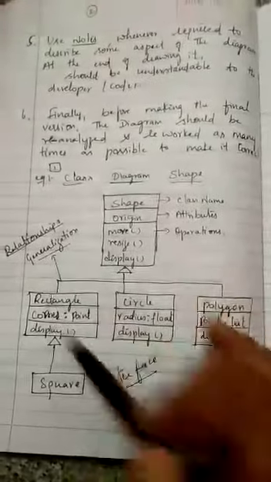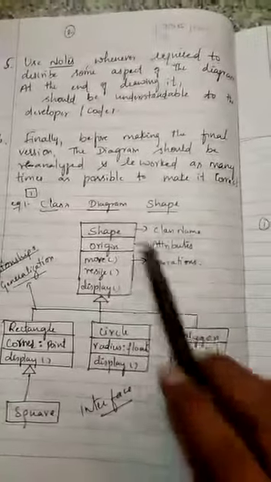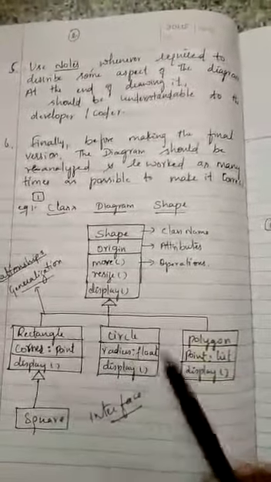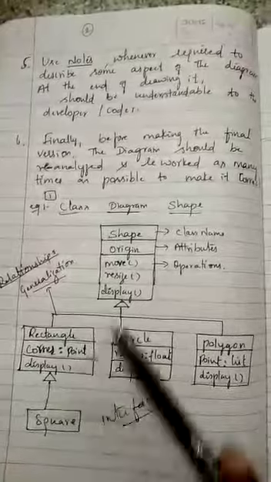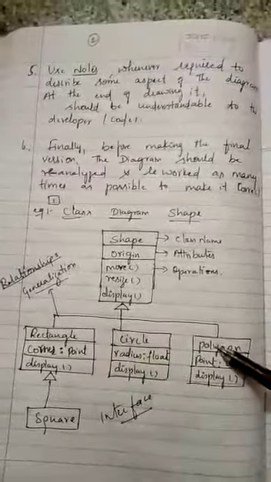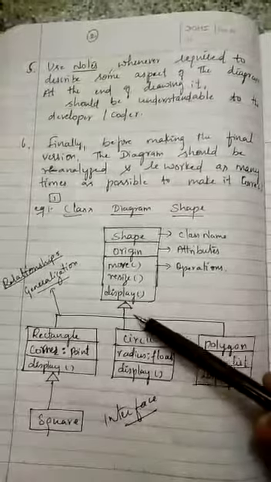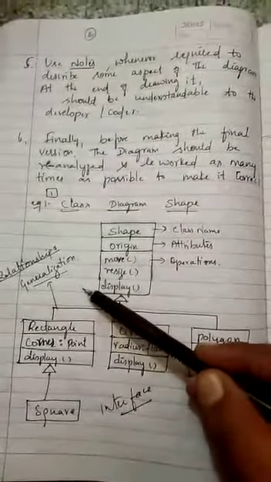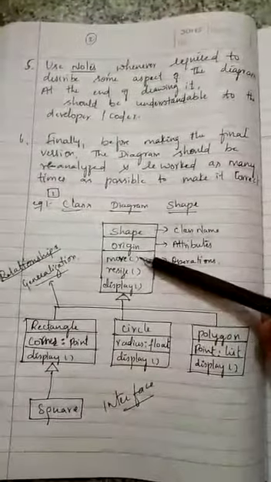So this is the simple class diagram. The class diagram name is shape, and these are the classes, 1 2 3 4 classes, and this is the interface. What is a class diagram? A class diagram contains classes, interfaces, collaborations and their relationships. In this simple class diagram, this is the relationship. This type of relationship is generalization. Generalization means inheritance. So inheriting the properties of the superclass to the subclass, that is parent class to child class.